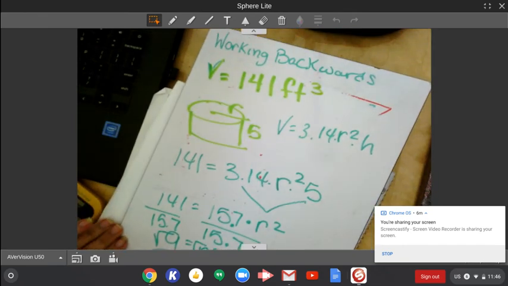Okay, so now we did both problems. I will do another example if you need it. Otherwise, you can go ahead and try your big ideas and your IXL. Talk to you tomorrow.